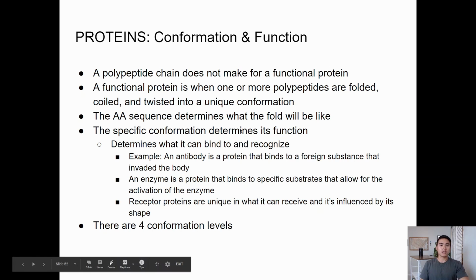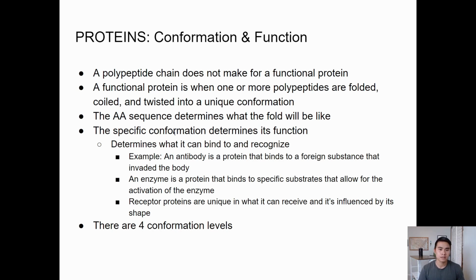Okay, protein conformation and function. A polypeptide chain does not make a functional protein. What makes a functional protein is how it interacts with itself, or essentially how it folds. The type of folding is what makes a protein function. It's almost like unfolded is the inactive state, and once you fold it correctly, it becomes an active state. An amino acid sequence determines what the fold will be like.